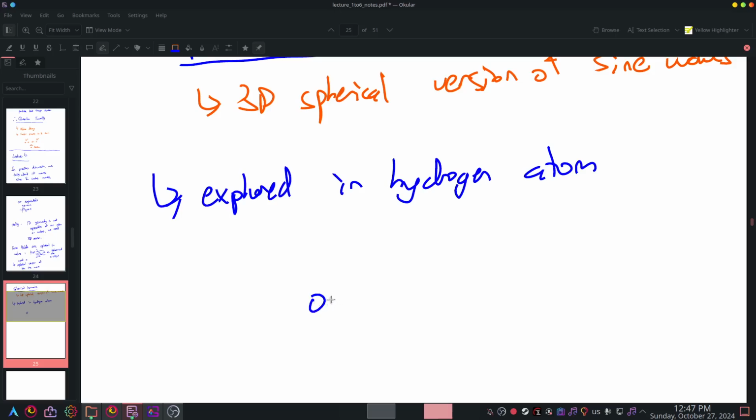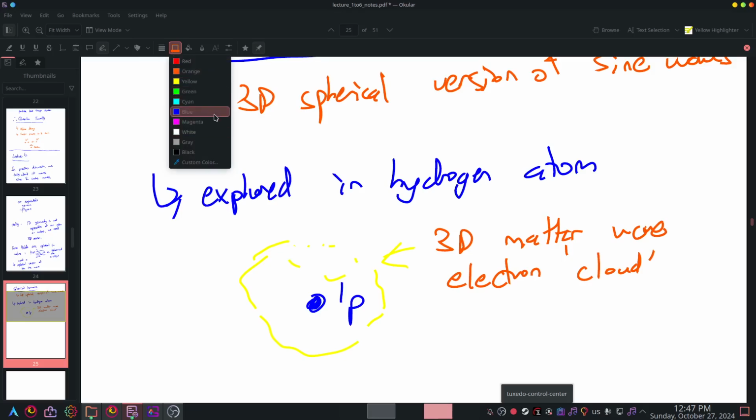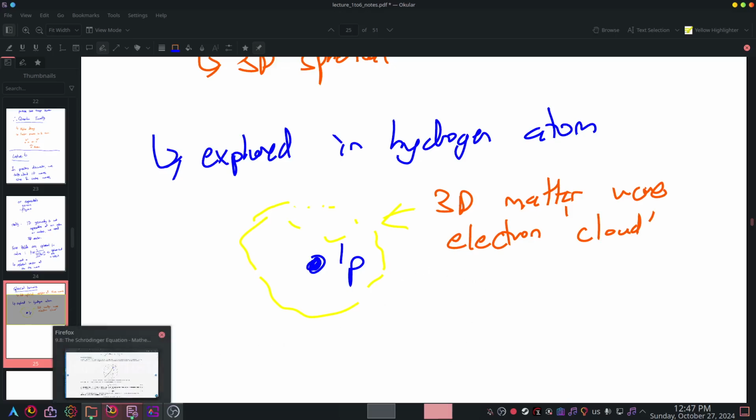Where there's just one proton in the center, and then the electron is smeared out in a wave, a 3D matter wave. So this is the electron cloud. We like to call it the electron cloud. One proton in the center and one electron forming a cloud-like thingy. That's basically what it means.